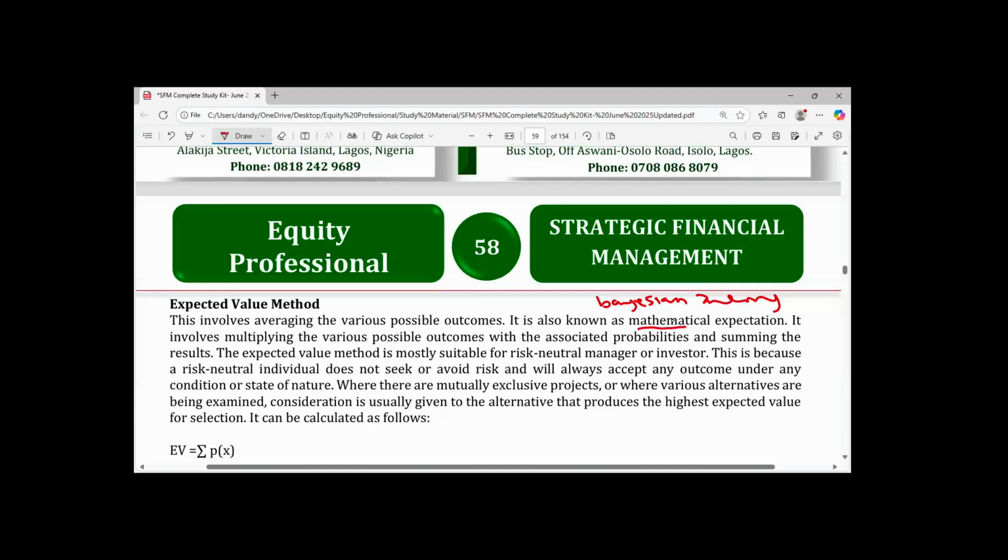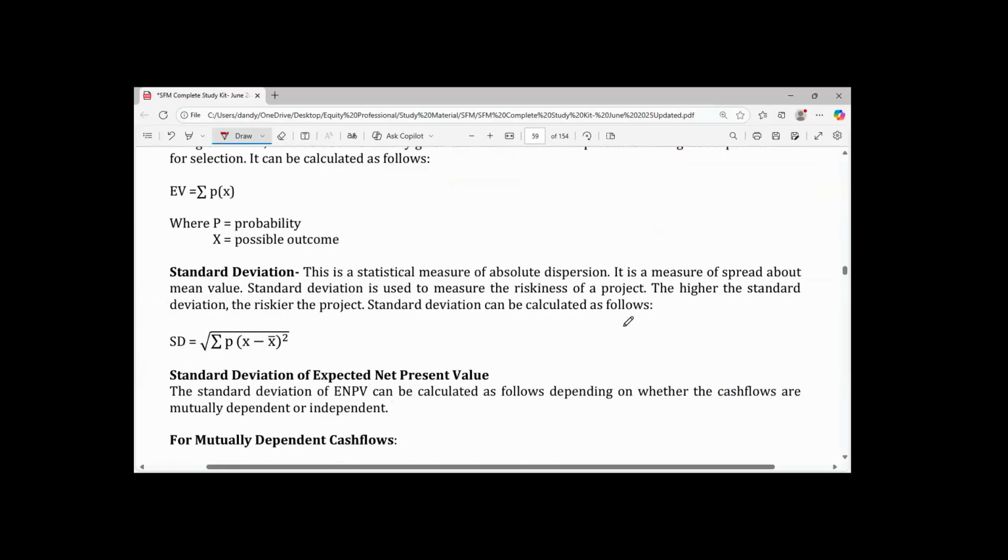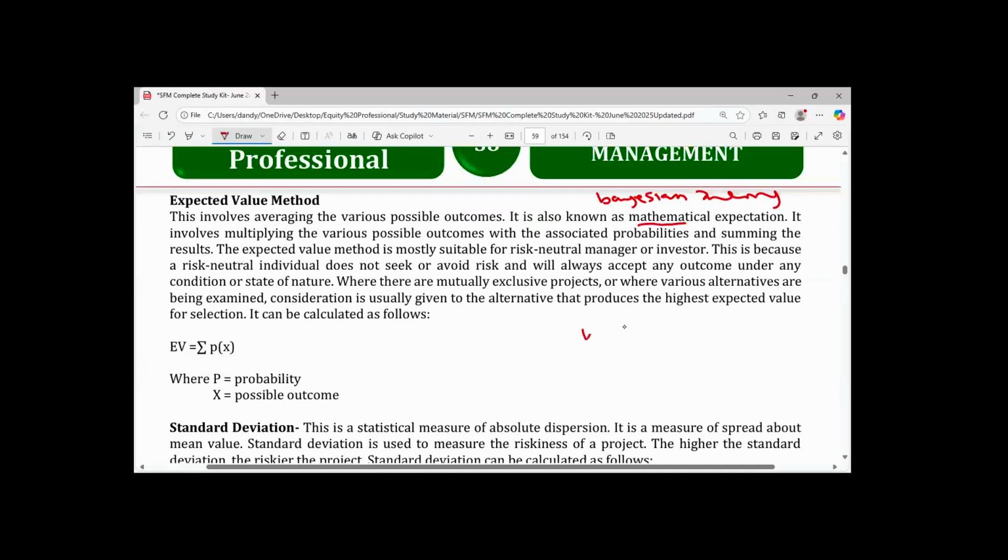I repeat, to calculate expected value, you are supposed to multiply probability at each state of nature with the cash flow. When you talk about state of nature, it is the events in the economy. All right, state of nature is the events in the economy.